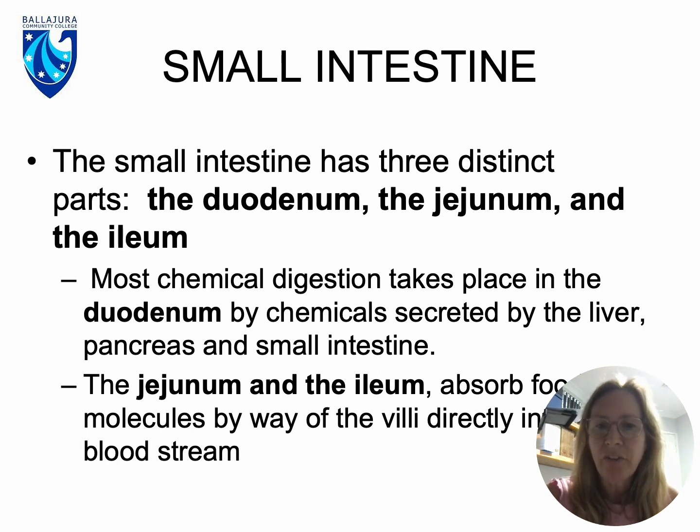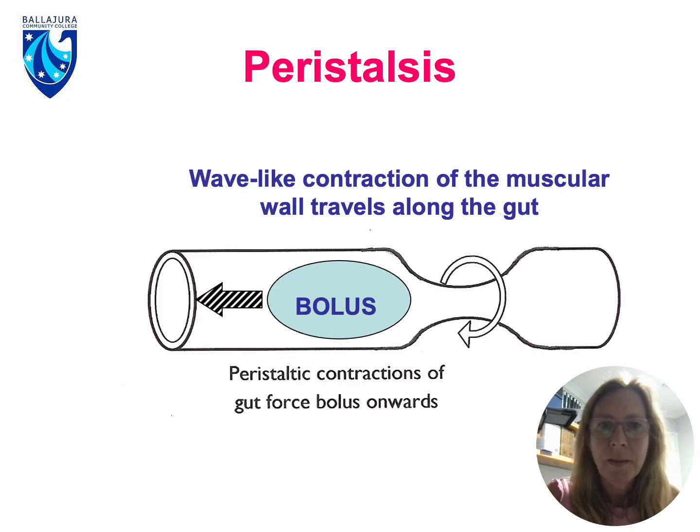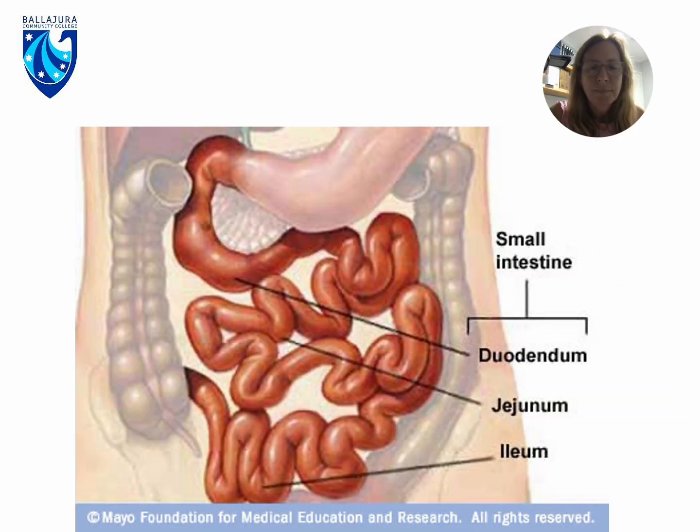Most of the chemical digestion takes place in the duodenum by the chemicals which are secreted by the liver and pancreas into the small intestine. The jejunum and the ileum absorb the molecules by way of little hair-like projections known as villi, and then those nutrients are passed directly into the bloodstream or the lymph. Peristalsis also occurs in the gut.